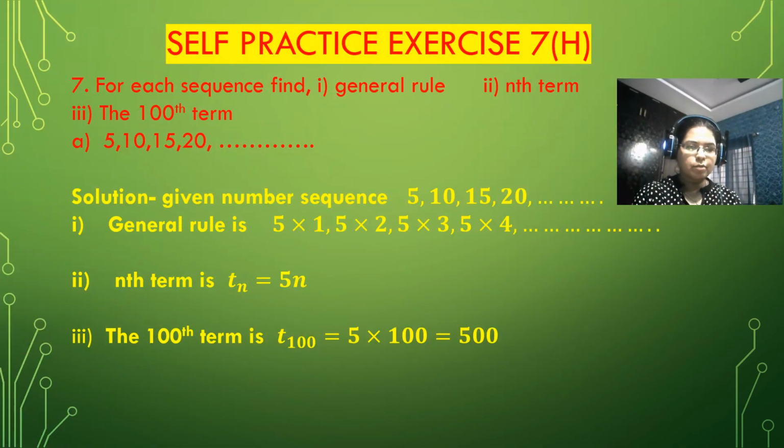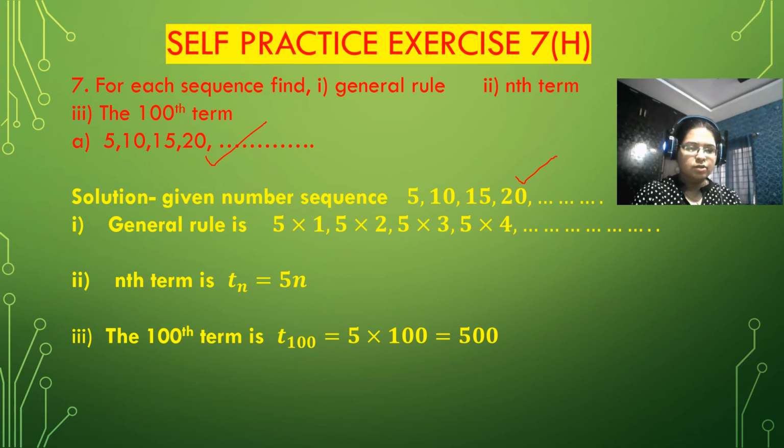Now we'll solve question number 7. Question number 7 is, for each sequence find first the general rule, then the nth term and the 100th term of this sequence. First bit is the number sequence 5, 10, 15, 20. This is the number sequence given, and we have to find the general rule and nth term and the 100th term of this sequence.